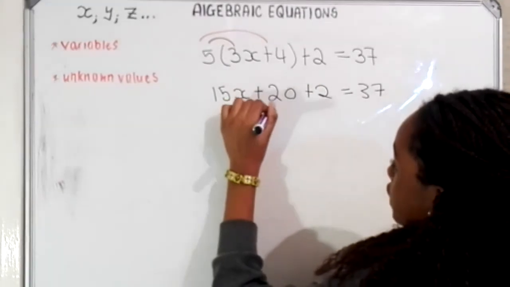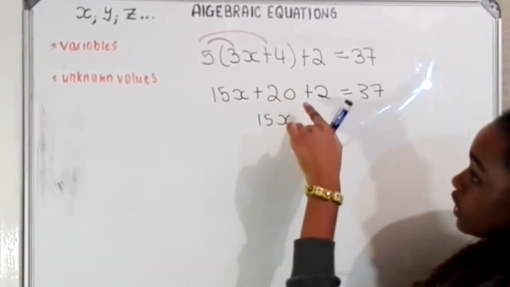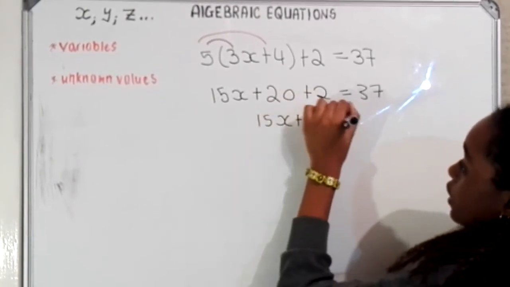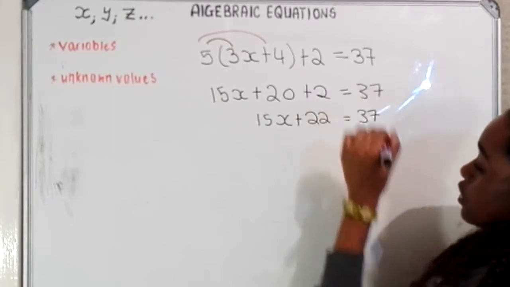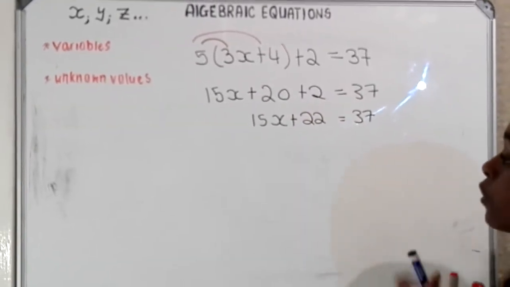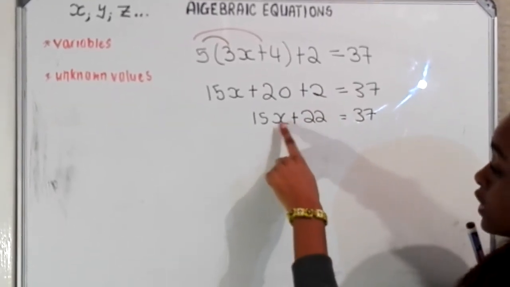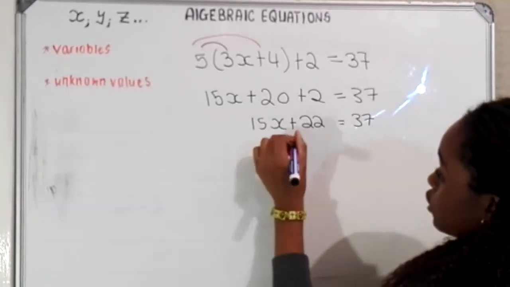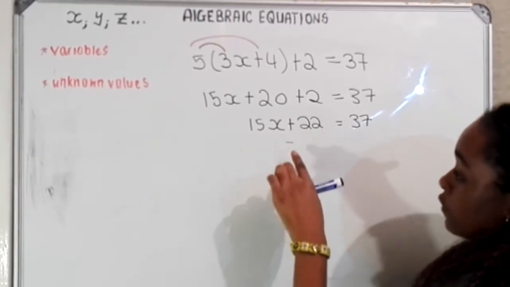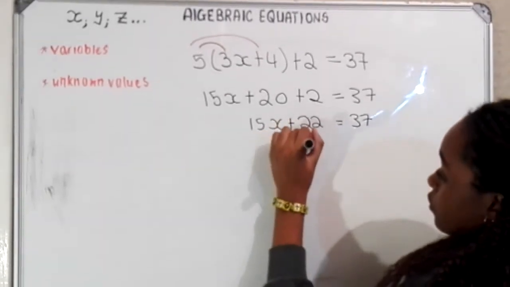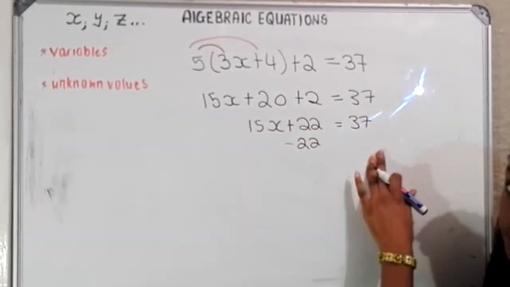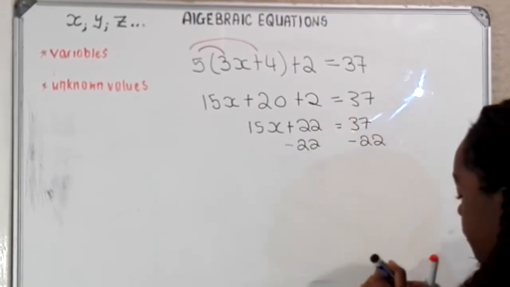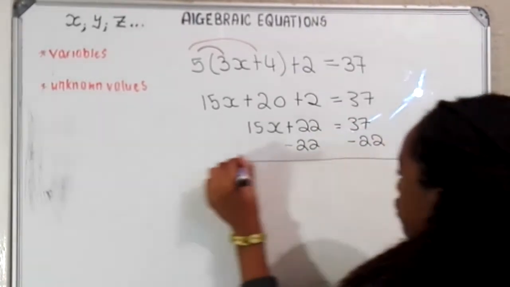You're going to have 15x. We can add 20 and 2. So 20 plus 2 is going to give you 22, right? And you'll be left with 37. So this is something we're familiar with. In order to have x by itself, I will move 22 to the other side. So I will subtract 22 because the inverse of plus is minus. So I'll subtract 22 on both sides. Whatever I do on this side, I do on this side as well, okay? And just write my line.